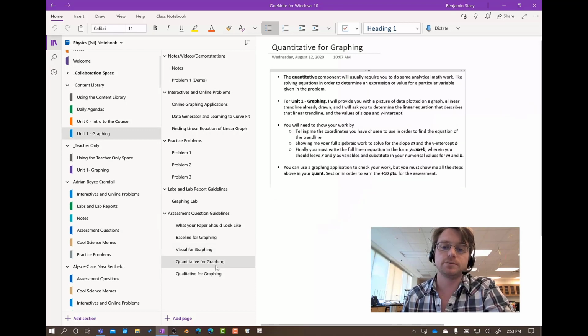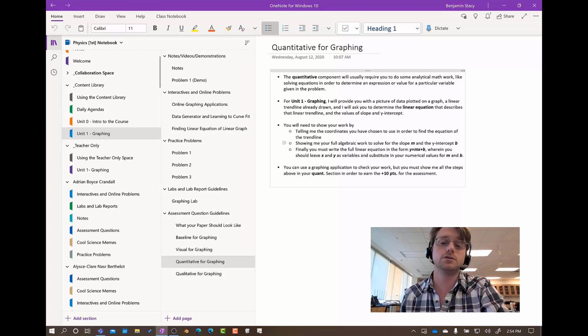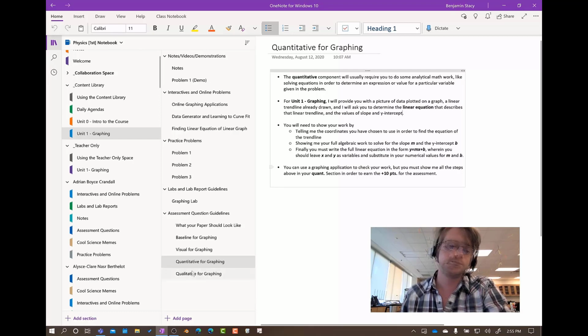For the quantitative part, quantitative component for the physics class is going to be about finding the equation of the line that you're given in the problem. So we'll have a linear function, meaning a straight line, and you need to determine what its equation is in the form of y = mx + b. So you're going to have to solve for m, the slope, and also b, the y-intercept. Once you know those values, you can substitute the numerical values for m and b into your equation, so you have y = mx + b, describing that trend line you're given in the assessment question.